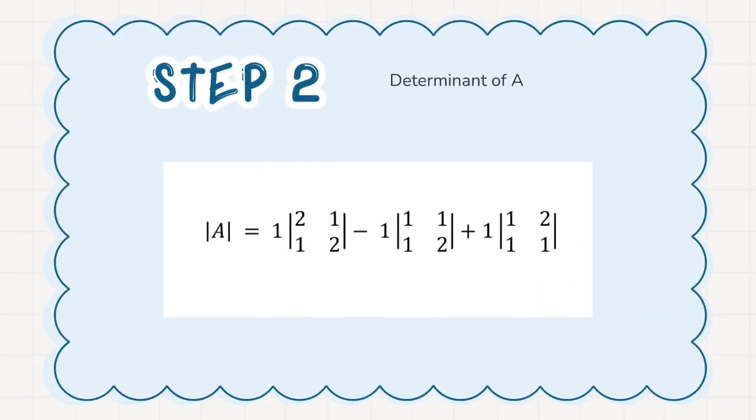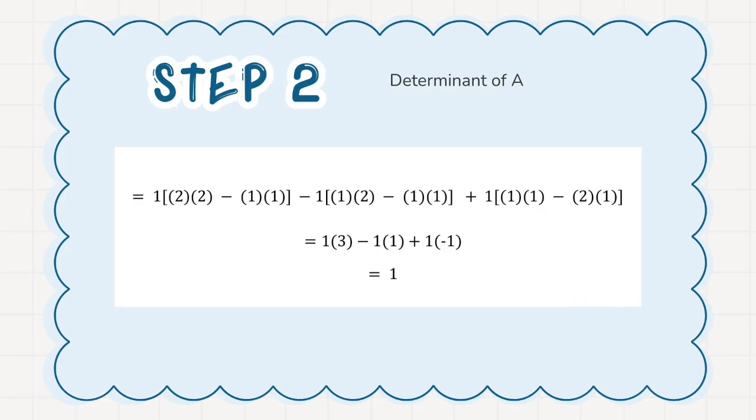The second step is to find the determinant of A. To find the inverse of matrix A, we must first calculate its determinant. We expand along the first row. Since the determinant is not equal to 0, the inverse of matrix A exists and we may proceed.